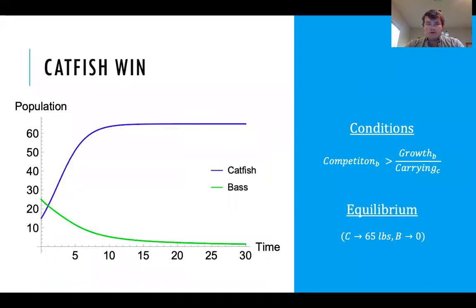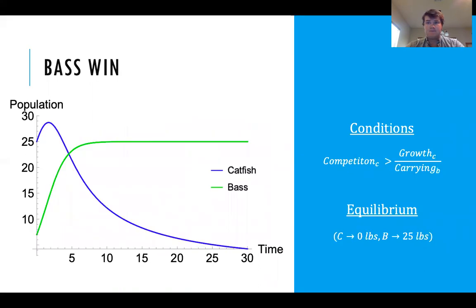So here's our first scenario, when catfish win. The condition that has to be met is that the competition for bass has to be greater than the growth rate of bass over the carrying capacity of catfish. And this equilibrium obviously approaches the carrying capacity for catfish.